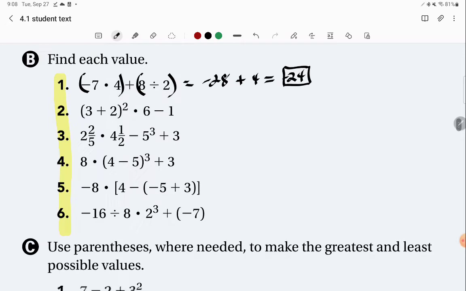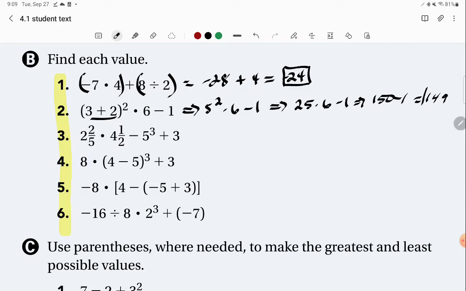All right. And then on number 2, the first thing that we're going to do is what's inside those parentheses. So that's going to be 5 to the 2nd. Then you would have times 6 minus 1. 5 to the 2nd, that's an exponent. We still have to do that first. So that would be 25 times 6 minus 1. And then 25 times 6, then minus 1. So that's 150. Minus 1 is equal to 149. Okay, so make sure you're writing each up.